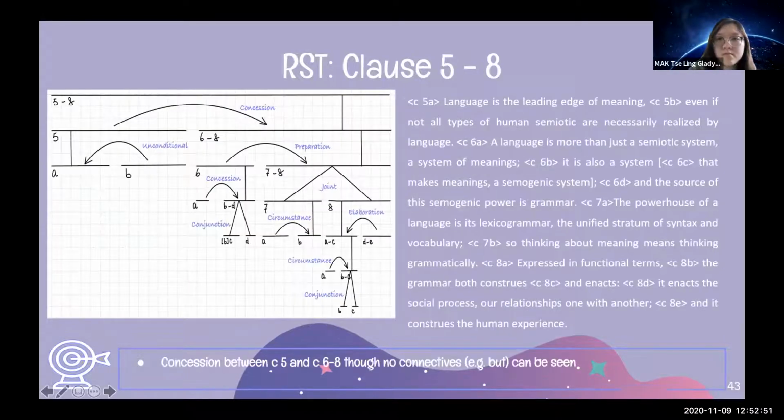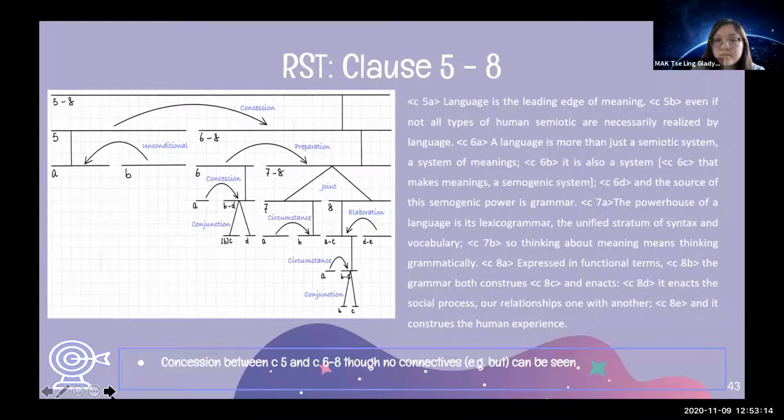And then we can go on to look at clause 5 to 8. We considered the relation between clause 5 and clause 6 to 8 as concession, although there is no explicit indication of such a relation by connectives such as although and but.